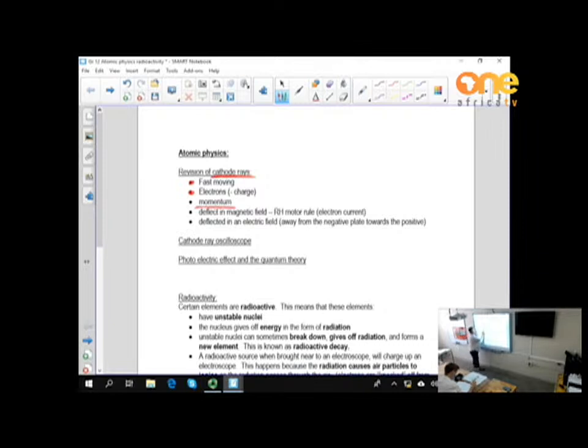They can be deflected in a magnetic field, and it will be according to the right-hand motor rule with electron current. And then it's also deflected in an electric field, and you will find that it is always deflected away from the negative towards the positive, which is an indication that it is a negatively charged particle. All right, so probably then an electron.